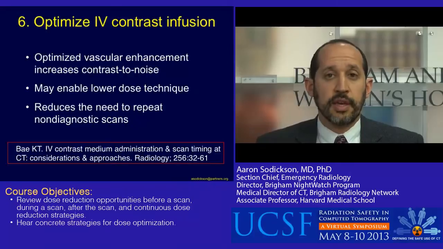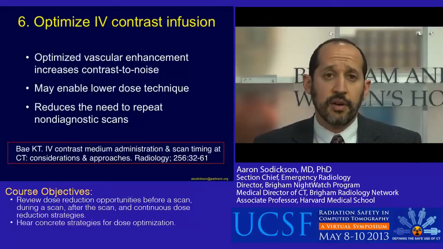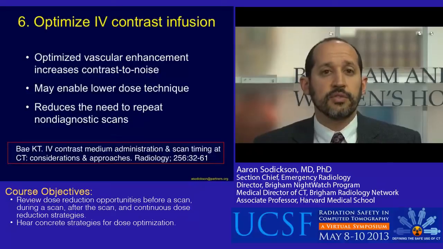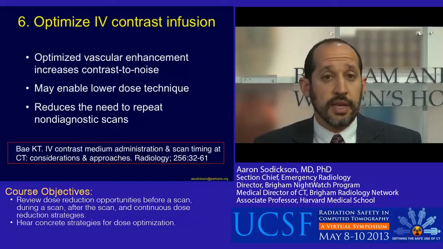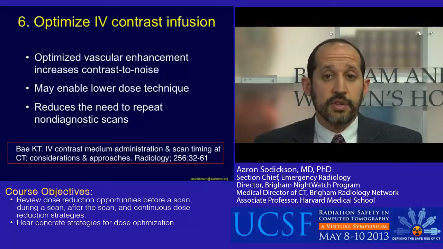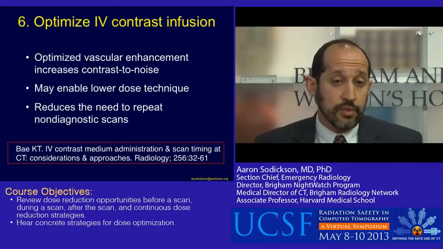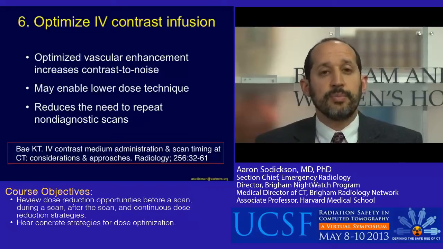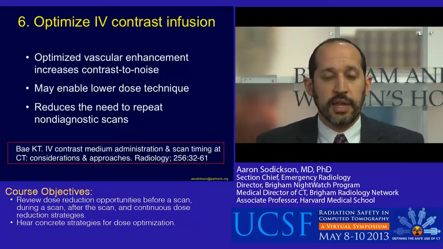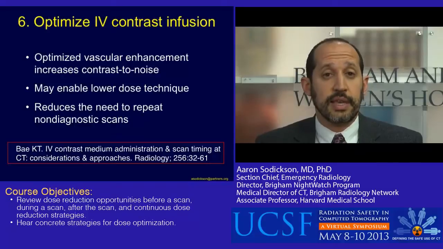The next general strategy to think about is to optimize IV contrast infusions. As I mentioned in the last slide for CT angiography, if we can optimize our vascular enhancement, this increases the contrast to noise ratio of what we're trying to look for. And if we do that well, we can actually turn around and lower the technique that we use to acquire those images. Optimizing our IV contrast infusions also has the benefits of reducing the rate of non-diagnostic scans and reducing the need to repeat scans, which of course imparts additional radiation exposure. This paper I highlight here is an excellent review of some of the principles of IV contrast kinetics that are useful in protocol optimization.